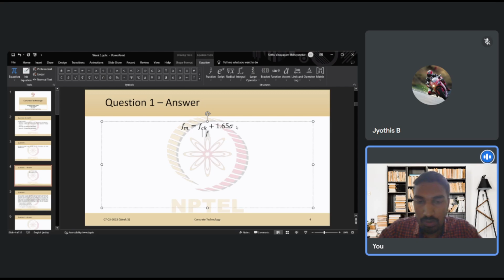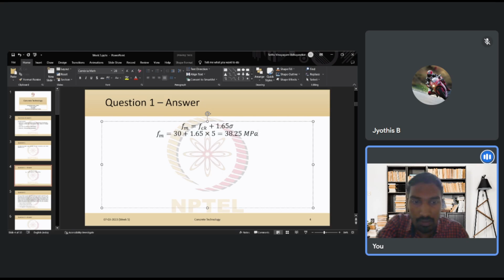So now we want to calculate that mean strength. We are given the grade of concrete, so from that we get the characteristic strength as 30, and then 1.65 times sigma, which is 5 MPa. If you calculate this, it will be 38.25 MPa. Okay, so that is the target mean strength that we will design for. Any questions?